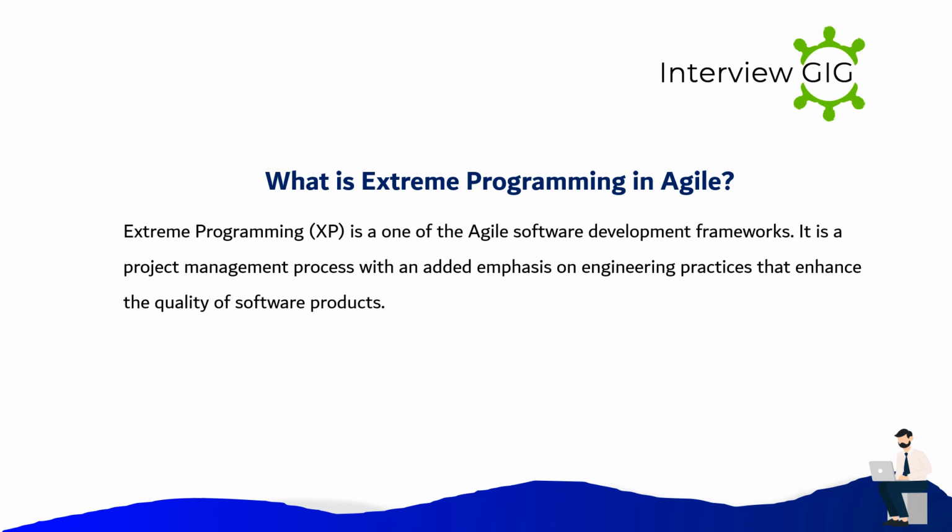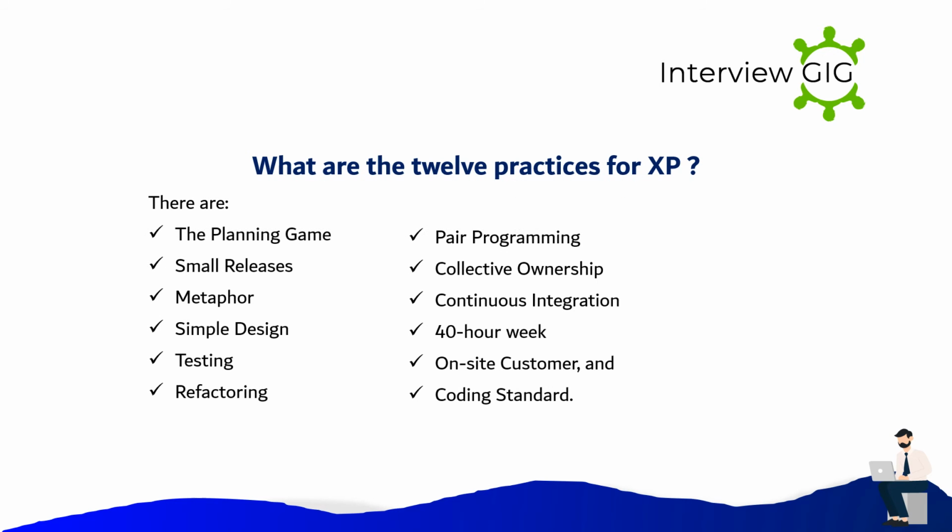What is extreme programming in Agile? Extreme programming, XP, is one of the Agile software development frameworks. It is a project management process with an added emphasis on engineering practices that enhance the quality of software products. What are the 12 practices of XP? They are the planning game, small releases, metaphor, simple design, testing, refactoring, pair programming, collective ownership, continuous integration, 40-hour week, on-site customer, and coding standard.